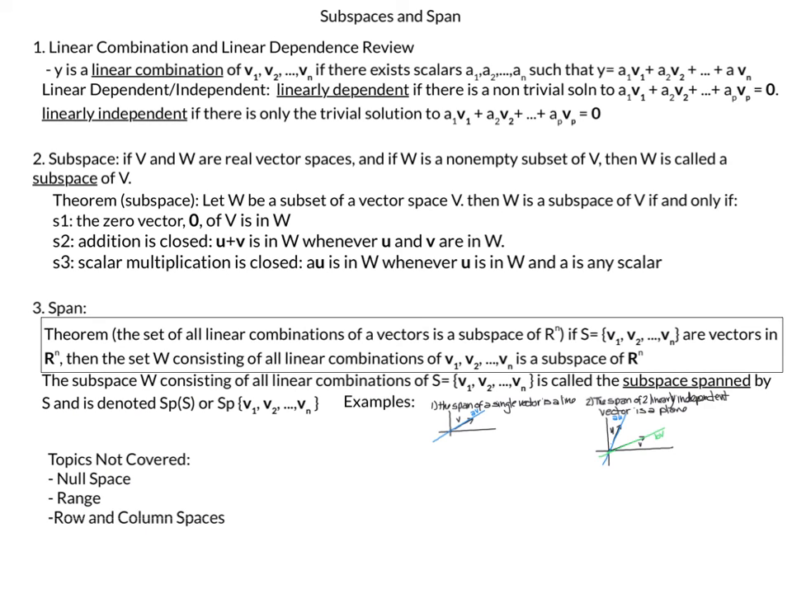In this video, we did a quick review of the definition of linear combination and linear dependence. We talked about subspaces. So if you have a vector space V and W is a subset of V, but W itself is also a vector space, then we call W a subspace of V. Last, we talked about span. So if you have a set of vectors, V1, V2 up to Vn, then the span of these vectors is the set consisting of all linear combinations of your V1, V2 up to Vn.